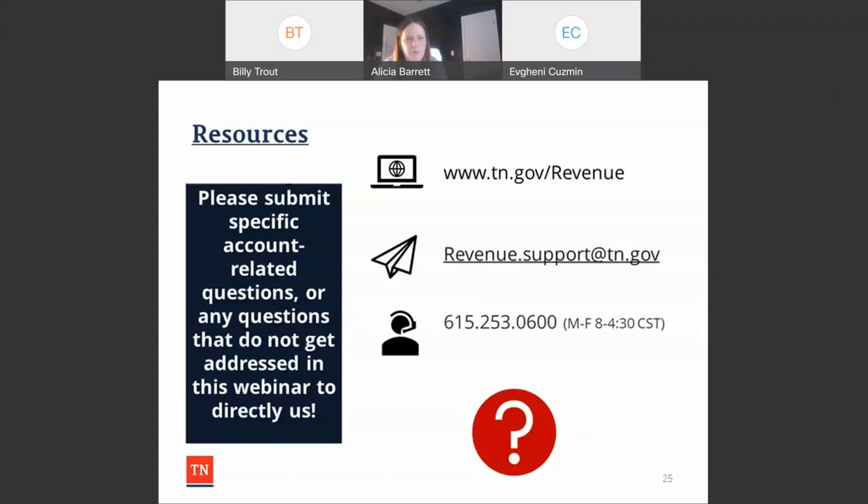So we've got a few resources listed here: tn.gov/revenue, always a great source of information, and Revenue.support@tn.gov. And then of course you can call any one of our representatives and get information about the sales tax return and help completing that.